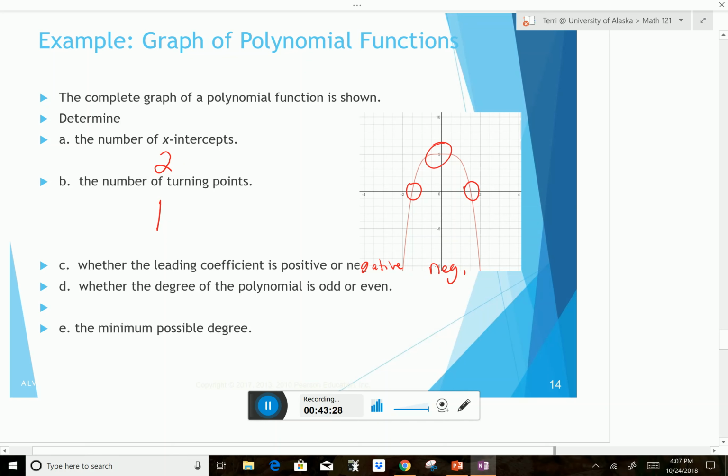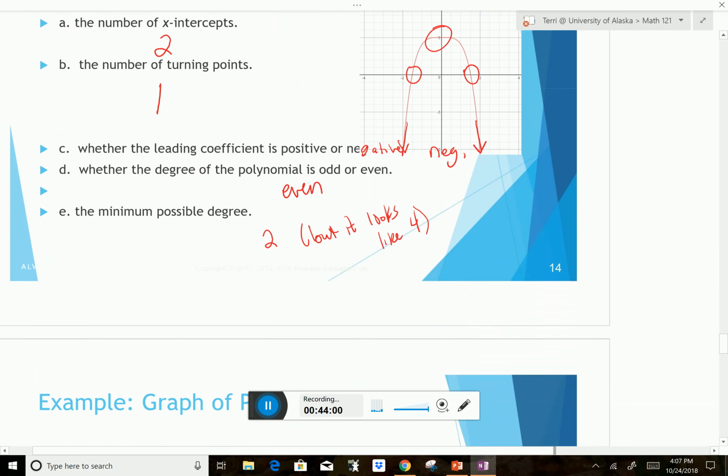Is the degree of the polynomial odd or even? Well, the end behavior is going in the same direction, so it is even. What is the minimum possible degree? Well, the minimum possible degree is 2, I think, but a caveat, it looks more like 4. So that is the minimum possible degree that you can have.